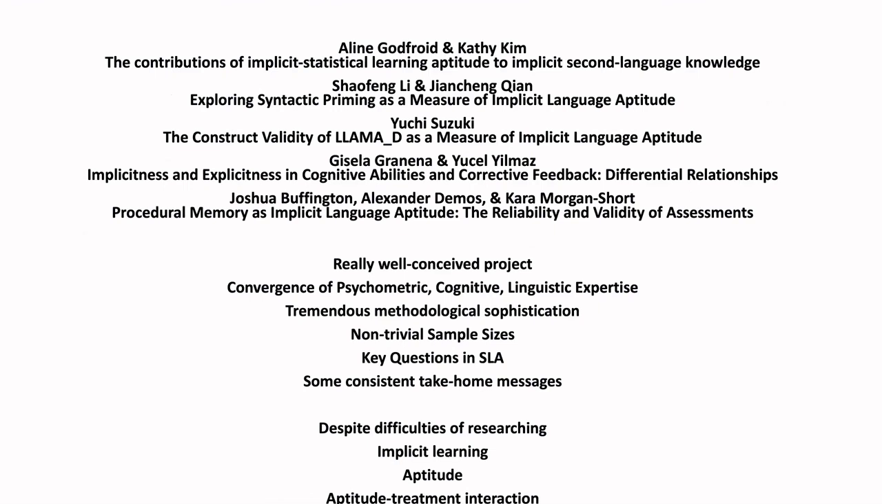And these 5 papers are cutting edge research, which I think are very exciting in their implications. It's a really well conceived project. It's a convergence of psychometric, cognitive, and linguistic research, tremendous methodological sophistication, non-trivial sample sizes, key questions in second language acquisition, some consistent take-home messages. Despite the difficulties of doing this research, implicit learning is hard, aptitude is hard, aptitude treatment interactions are difficult to do.